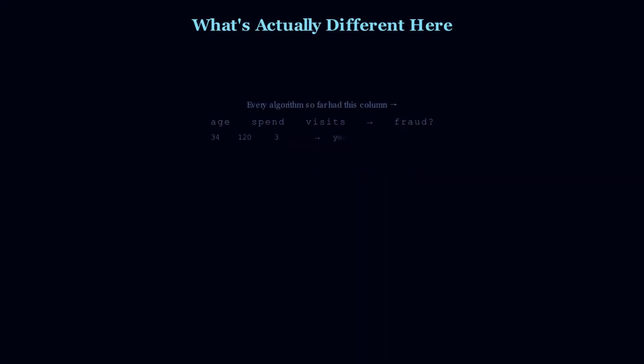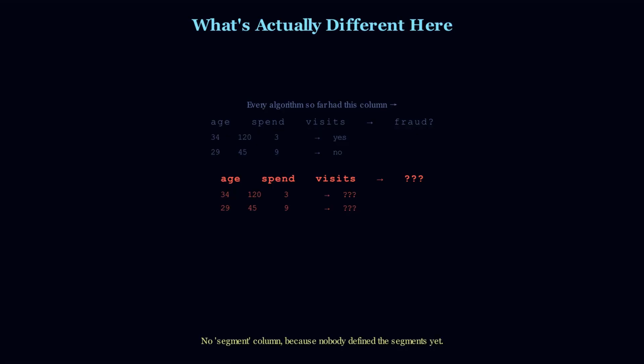Every algorithm so far had a Y column, a right answer to learn from. This dataset doesn't have one. Just customers, age, spend, visit frequency. Nothing telling us the groups. There's no segment column to predict because nobody defined the segments yet. The job isn't prediction anymore. It's discovering structure that's already there.